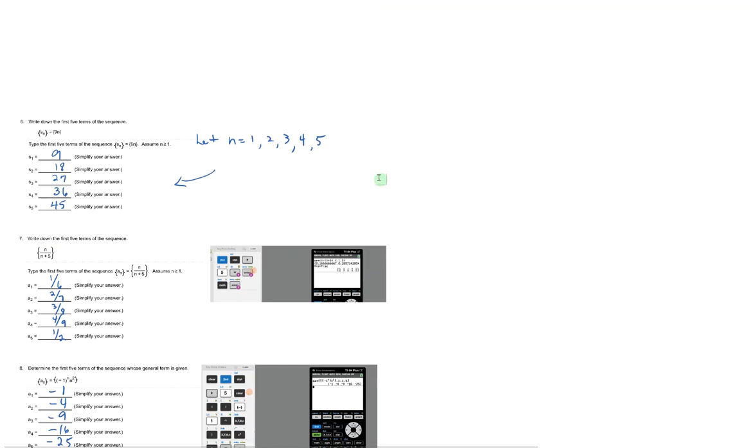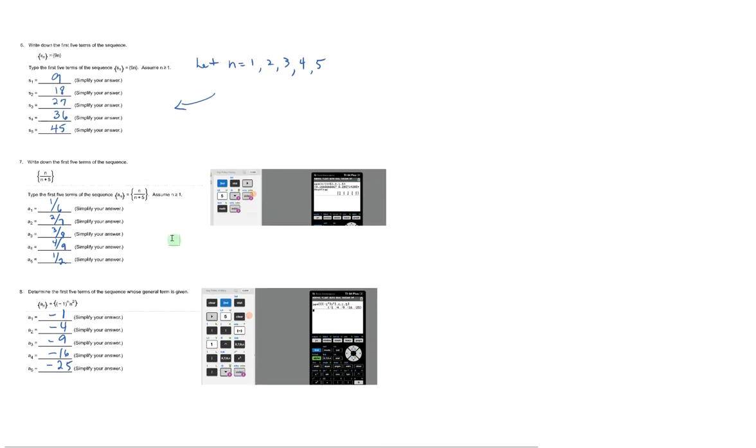Write down the first 5 terms of this sequence, and the sequence is 9n. So if you let n be 1 through 5, then 9 times 1 is 9, and then 9 times 2, 18, etc. That one's pretty easy to do by hand. Write down the first 5 terms here. Now, you can do this by plugging in, if it's really easy, like we did with number 6. You can also use your calculator to do a sequence.